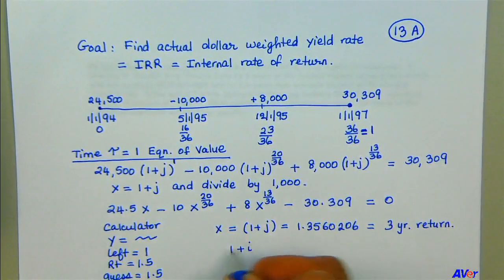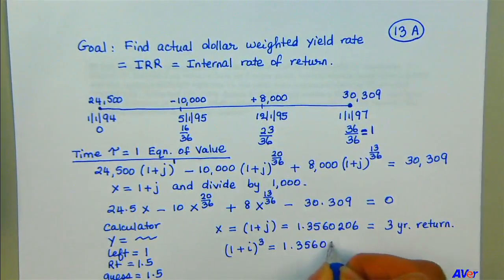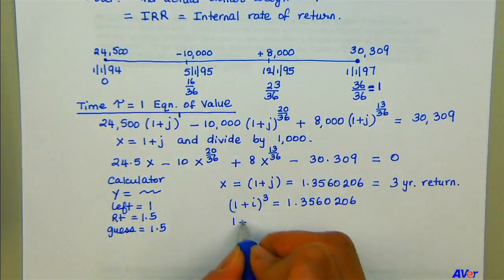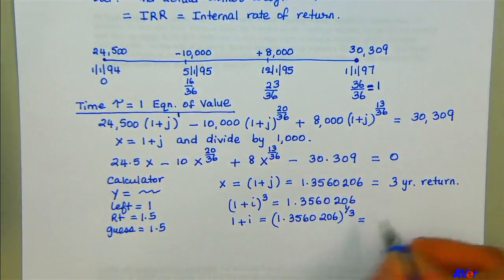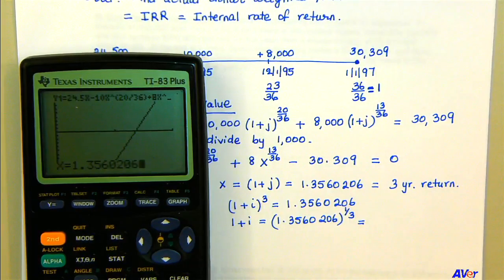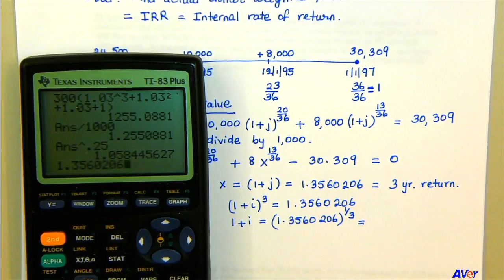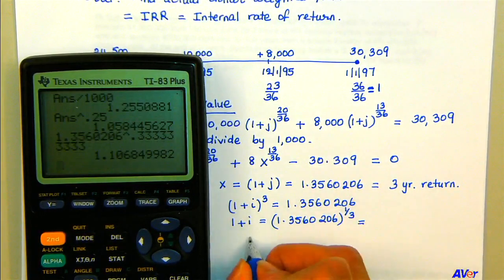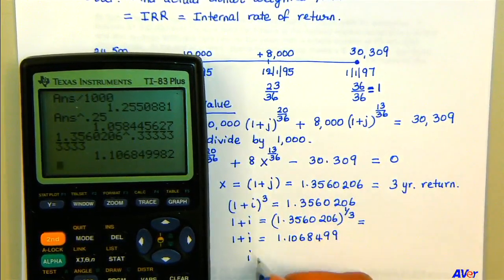So 1 plus i cubed equals 1.3560206. 1 plus i equals 1.3560206 raised to the 1/3 power, which is 1.3560206 raised to the 0.3 repeating. 1 plus i equals 1.1068499. So i equals 0.10685.